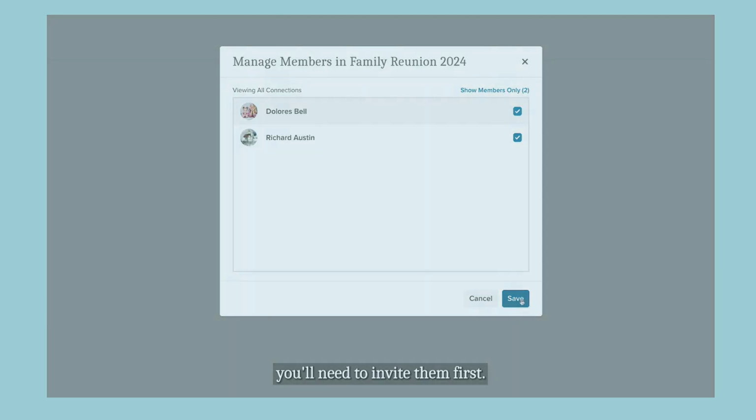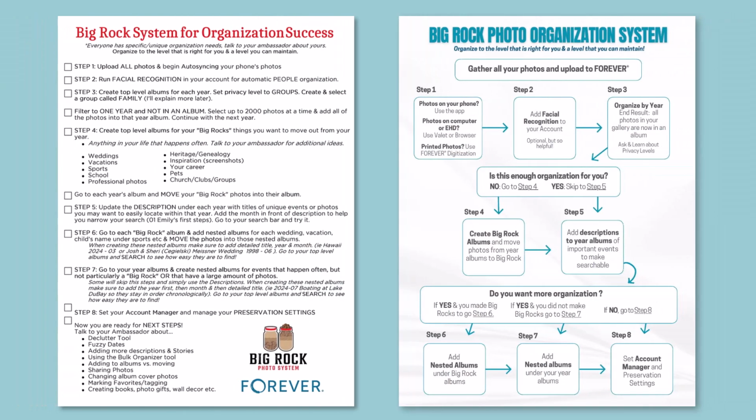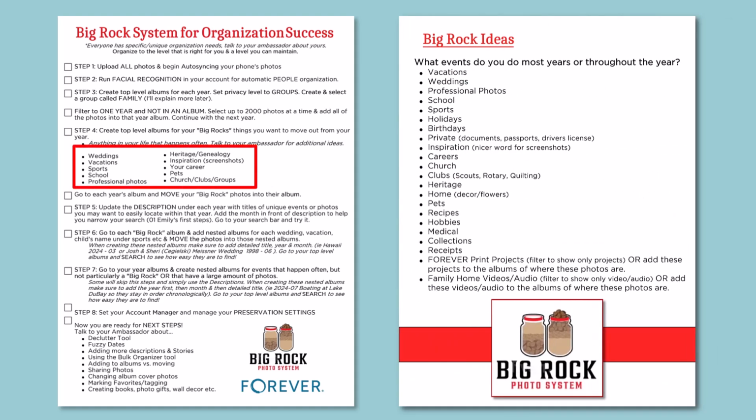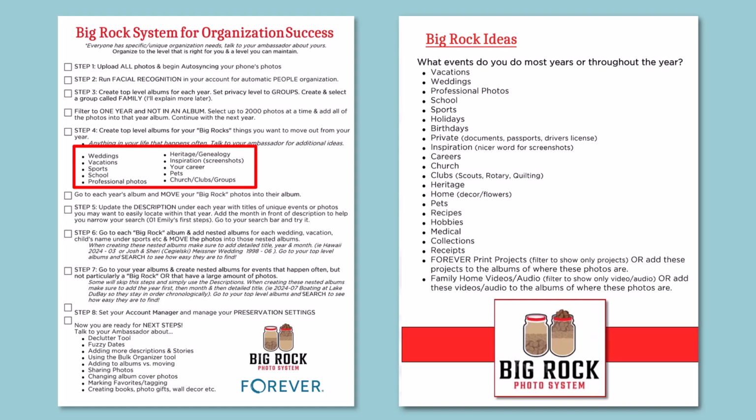And then you can stop. If that's enough organization for you, then you would go to step 5. If it's not, then you would do the big rocks. So the big rocks is going to be, again, that list of items I listed off before: weddings, graduations, schools, sports, etc. So you would create additional albums and move your photos from the year albums to the big rock album.